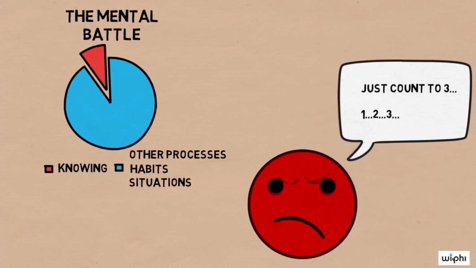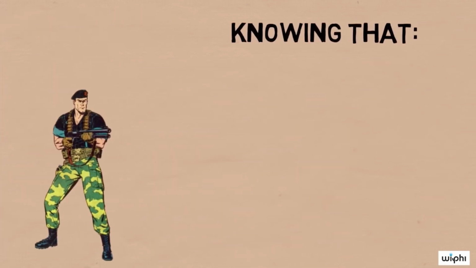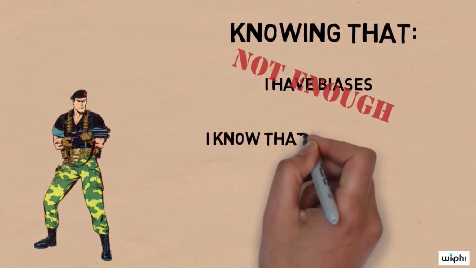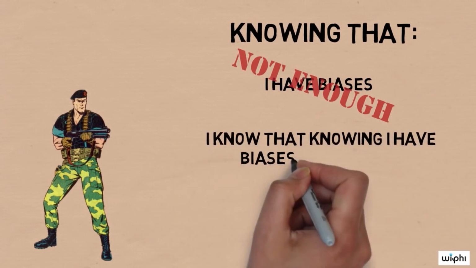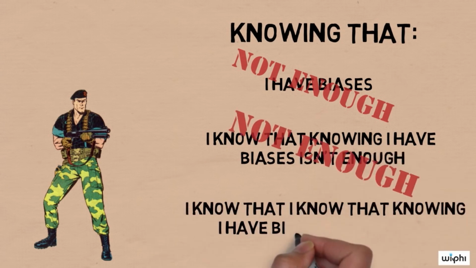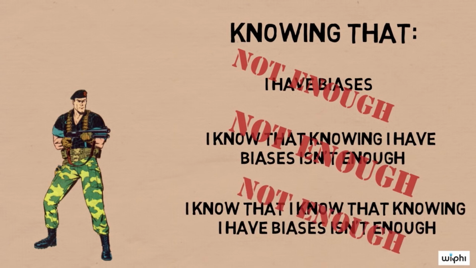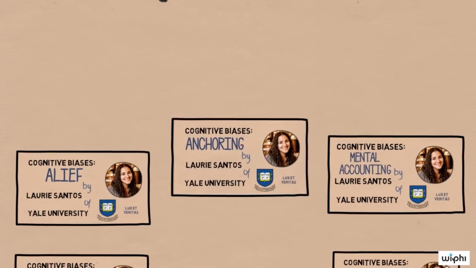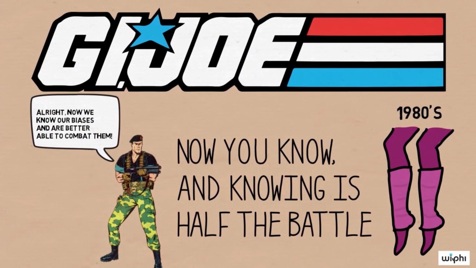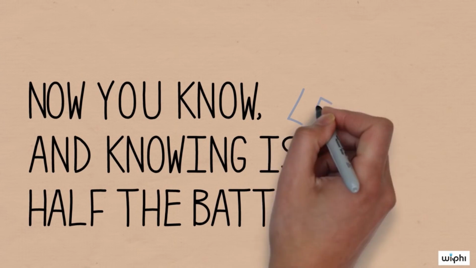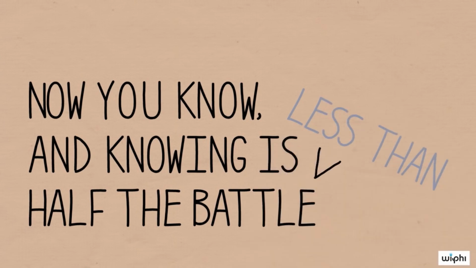The funniest part of the G.I. Joe fallacy is that even knowing about it, as the fallacy would predict, is less than half the battle. Even if you know that knowing is less than half the battle, you still have a tendency to think that what you consciously know is the main thing that controls your behavior. But it's not. Even if you've watched all of these videos, you're still going to be subject to the same effects that the videos describe. For most cognitive biases, including the G.I. Joe fallacy, knowing is not even half the battle. And so now you know, and that's less than half the battle.